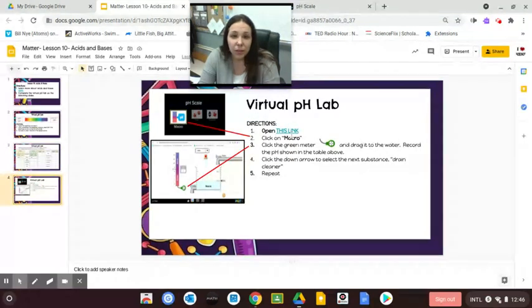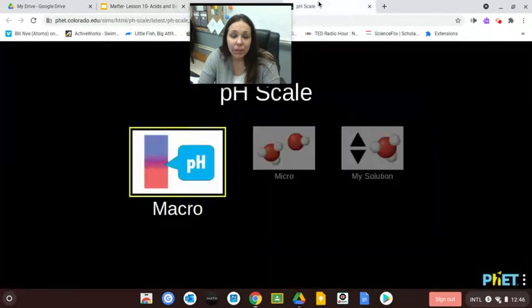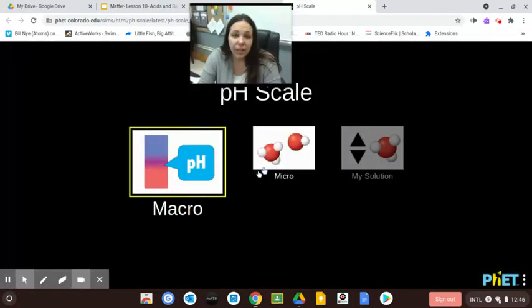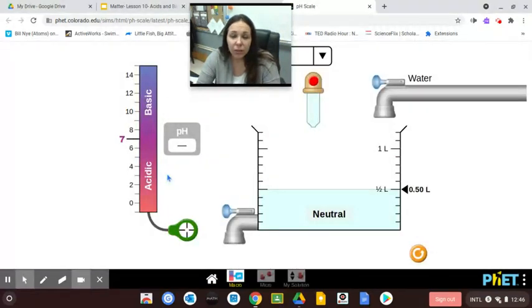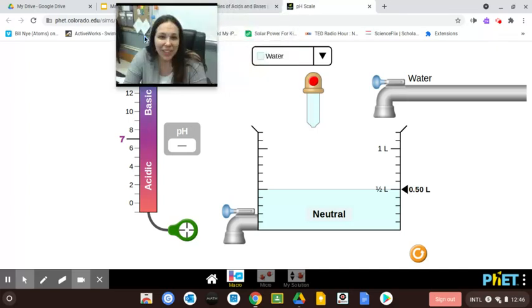you're going to click this link, and it's a virtual lab. It'll bring you to this website. You click on macro, and you will notice a tank over here on the right. You're going to notice the pH scale right here on the left, 0 acidic all the way to 14, very basic. And I got to move my face out of the way. And then here are your substances right here.